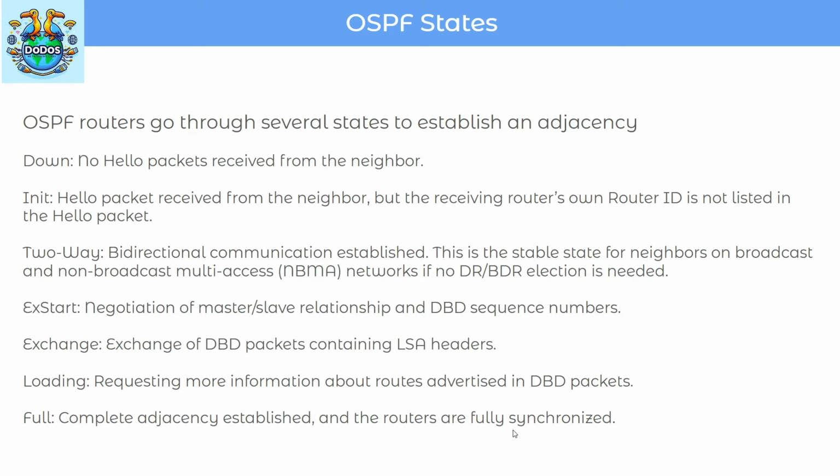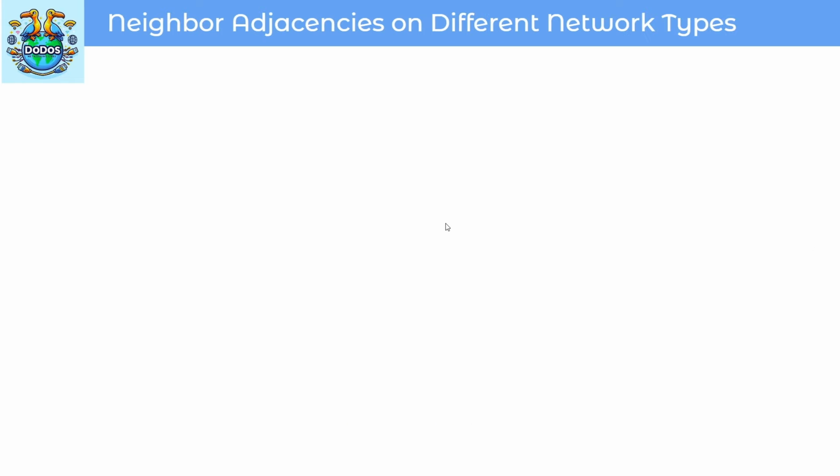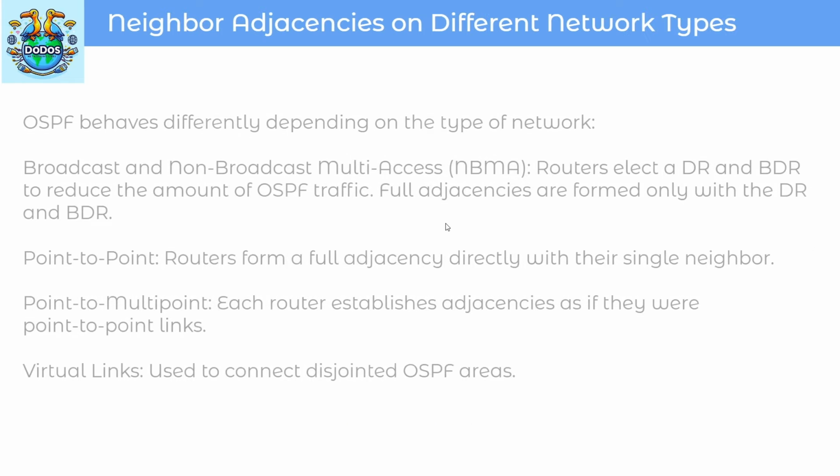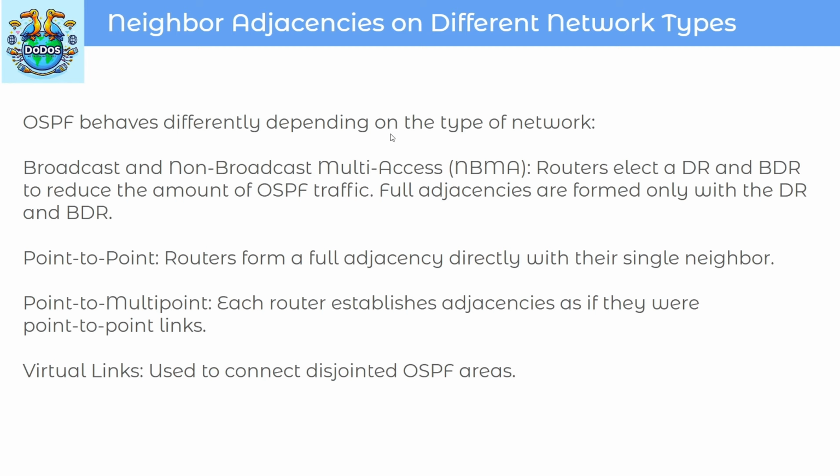So, neighbor adjacencies on different network types. OSPF behaves differently depending on the network type. There's broadcast and non-broadcast multi-access, or NBMA, where routers elect the designated router and the backup designated router to reduce the amount of OSPF traffic. Full adjacencies are formed only with the designated router and backup designated router.